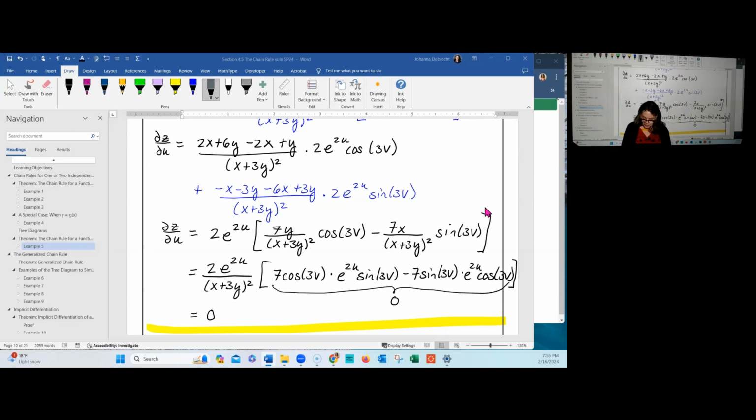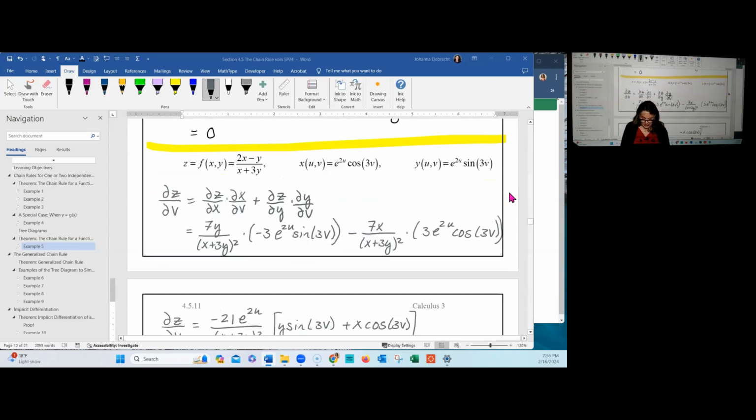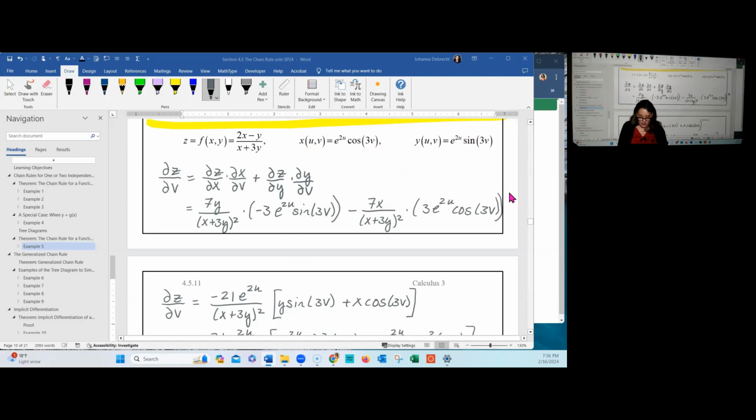Let's take a look now at the partial of z with respect to v. In this case, we've already computed part of what we need. We have the partial of z with respect to x as 7y divided by the quantity x plus 3y squared. We also have the partial of z with respect to y, which is the same but with a negative sign. Then we multiply each of those respectively by the partial of x with respect to v or the partial of y with respect to v.